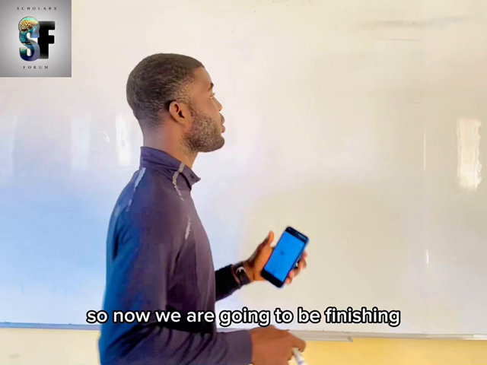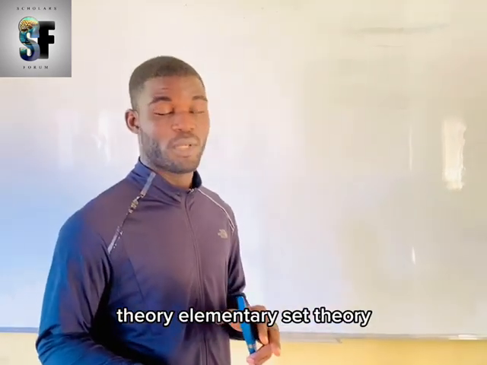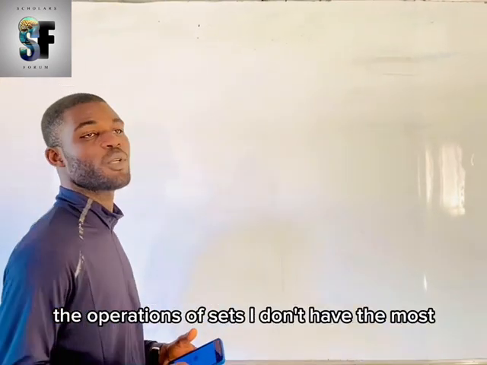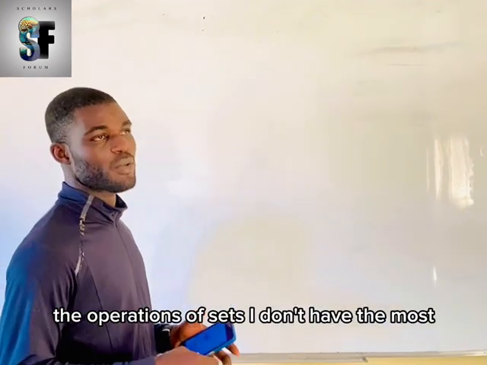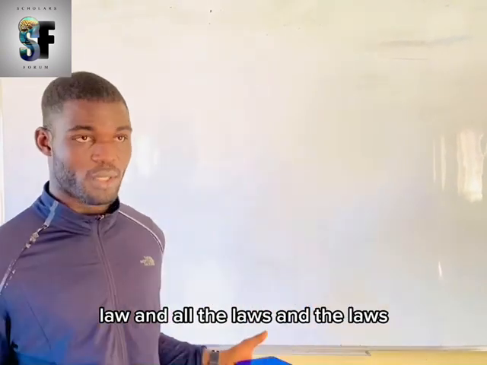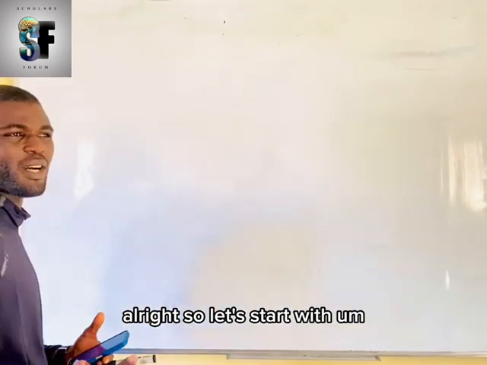So now we're going to be finishing the very first part of our work, set theory, elementary set theory. We're going to be working on Venn diagrams and on the operations of sets, as we have De Morgan's law, identity law, and all the laws. Alright, so let's start with Venn diagrams.